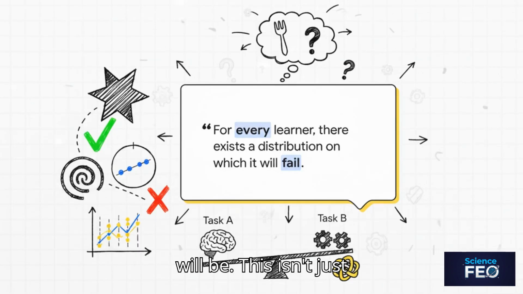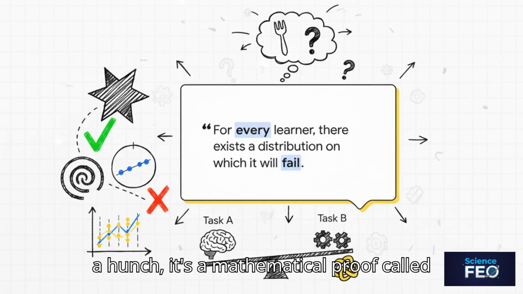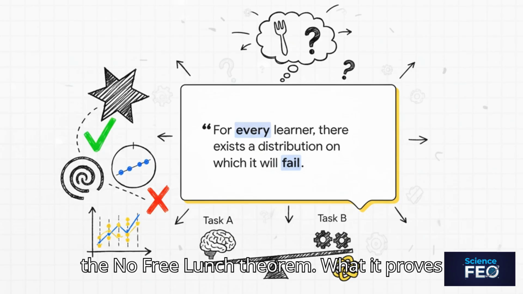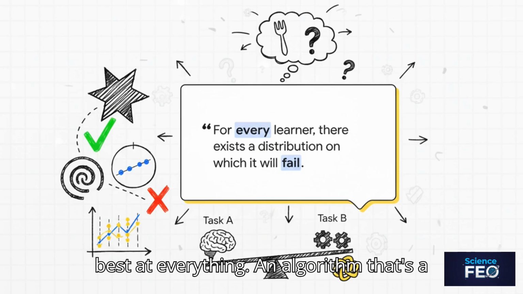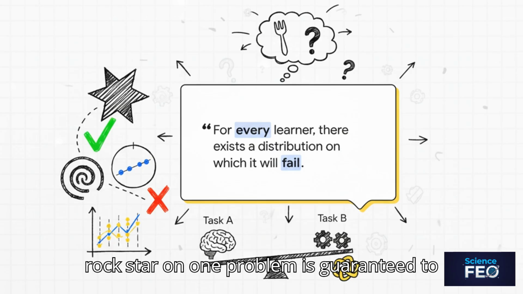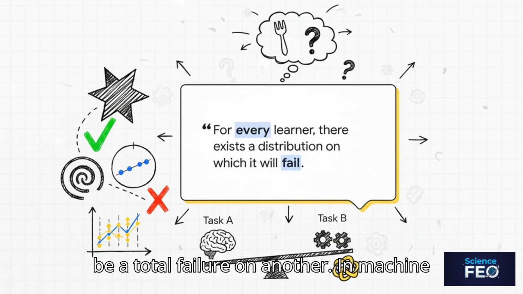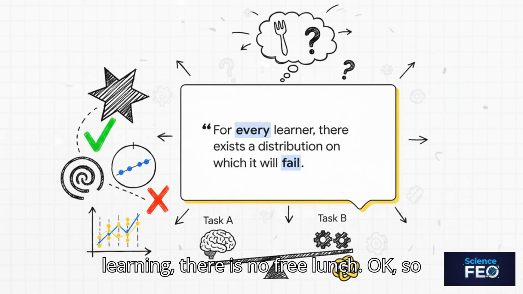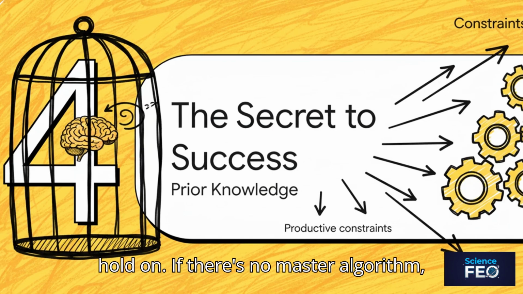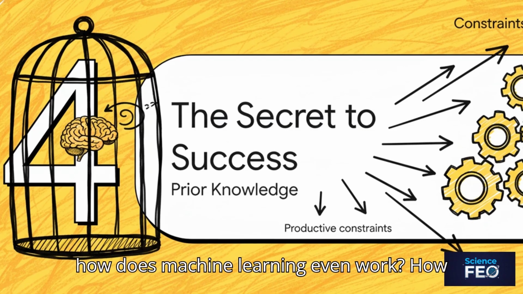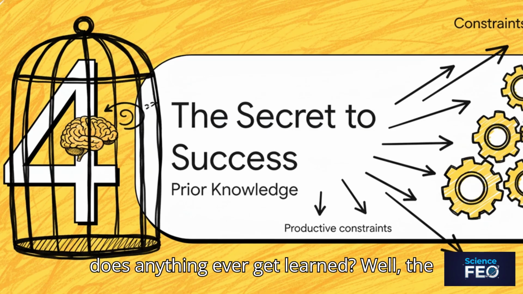Yeah, this isn't just a hunch. It's a mathematical proof called the no free lunch theorem. What it proves is that no single algorithm can be the best at everything. An algorithm that's a rock star on one problem is guaranteed to be a total failure on another. In machine learning, there is no free lunch. Okay, so hold on. If there's no master algorithm, how does machine learning even work? How does anything ever get learned?